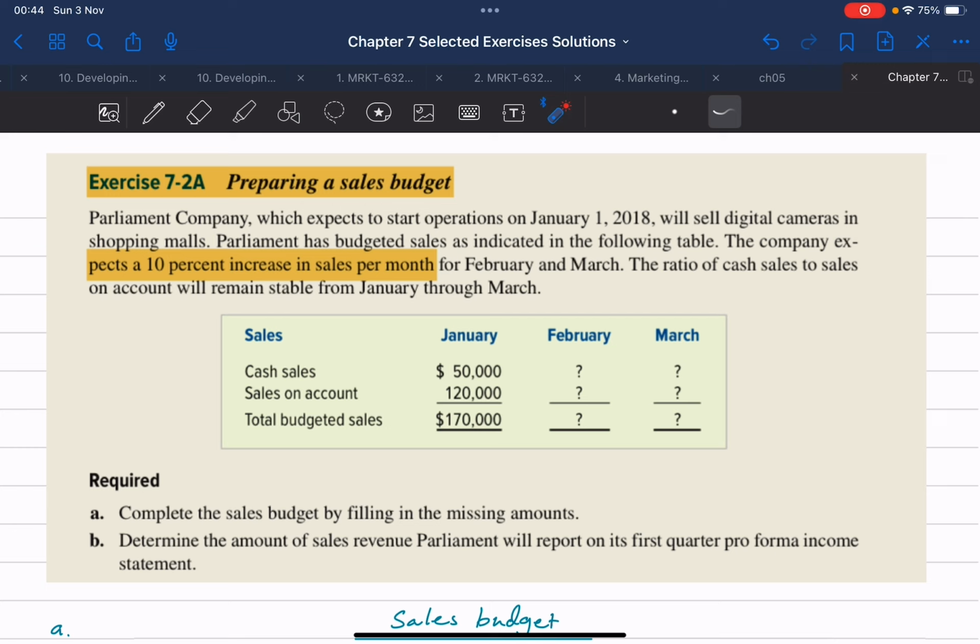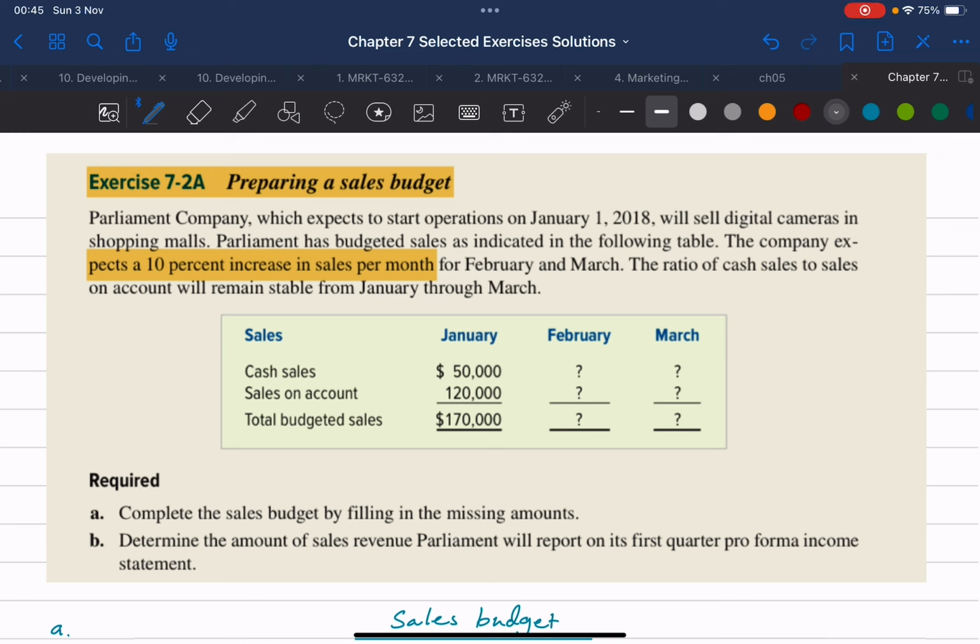Okay, so what is required in this question? A, complete the sales budget by filling in the missing amounts. As you can see, we have the sales budget right here, and we have January figures, but February and March figures are missing. So we're going to complete those. And B, determine the amount of sales revenue Parliament will report on its first quarter pro forma income statement. So let's start with A.